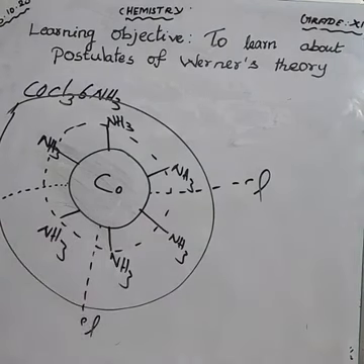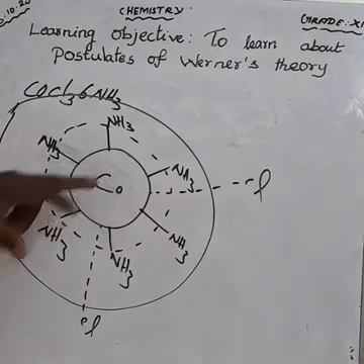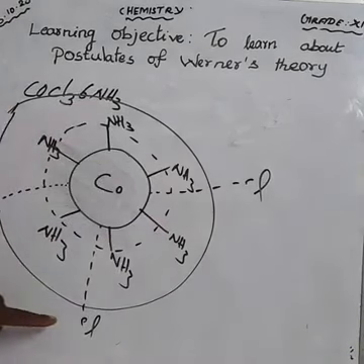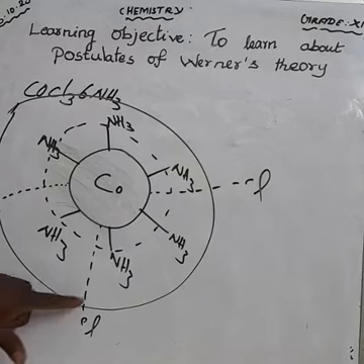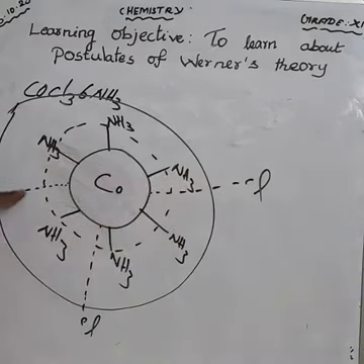So how much cobalt is there? One cobalt. How much chlorine? Three chlorine: one, two, three. We can say this is the primary valency. The dotted line shows the primary valency: one, two, three. About the secondary valency: one, two, three, four, five, six. Six secondary valency. As per this theory, this is the Werner postulate about cobalt chloride with six molecules of ammonia.